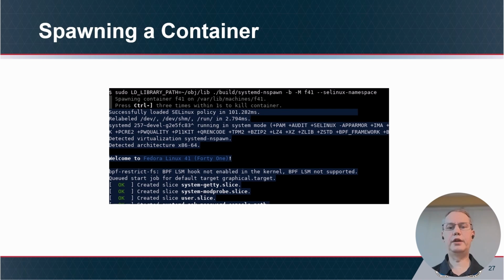This is a screenshot showing running systemd nspawn with the SELinux namespace option to spawn a container with its own SELinux namespace. As shown here, systemd nspawn creates a separate SELinux namespace and launches systemd, which proceeds to load a policy into the child namespace, perform its usual SELinux setup, and then boot into a Fedora container with SELinux enabled and enforcing.